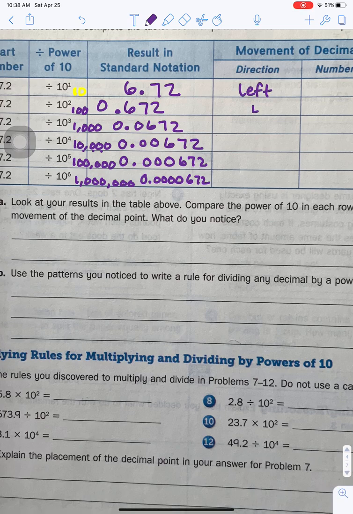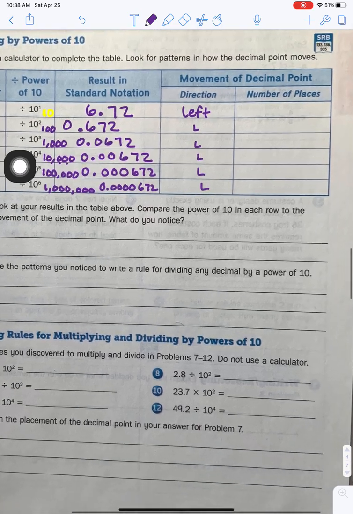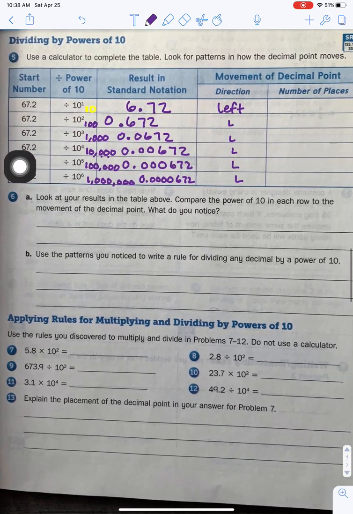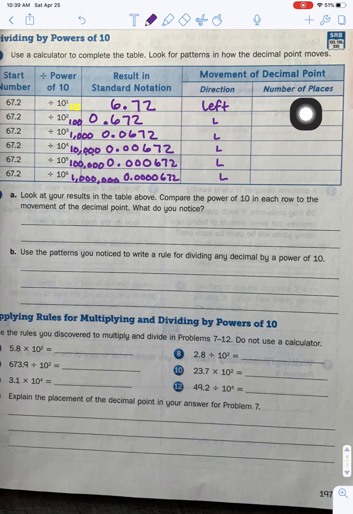So we'll write left, left, left, left, left. The number of places that it moves over, we take a look at this. Here it moved from 67 one place, so it moved 1 place over, 2 places over, 3 places over, and so on. So for this it was 1, 2, 3, 4, 5, 6.